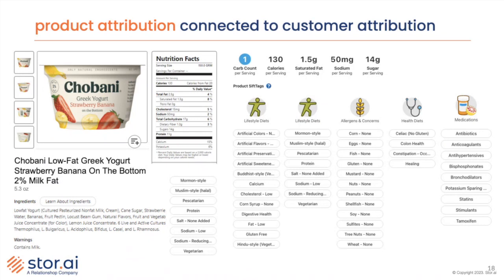But then we also work with companies like Sifter, which have an elevated attribution model, in this case around health and lifestyles and allergens and concerns, a more advanced level of health attribution. Depending on what's important to your business and where you're wanting to go, we can bring you these different additional attributes.